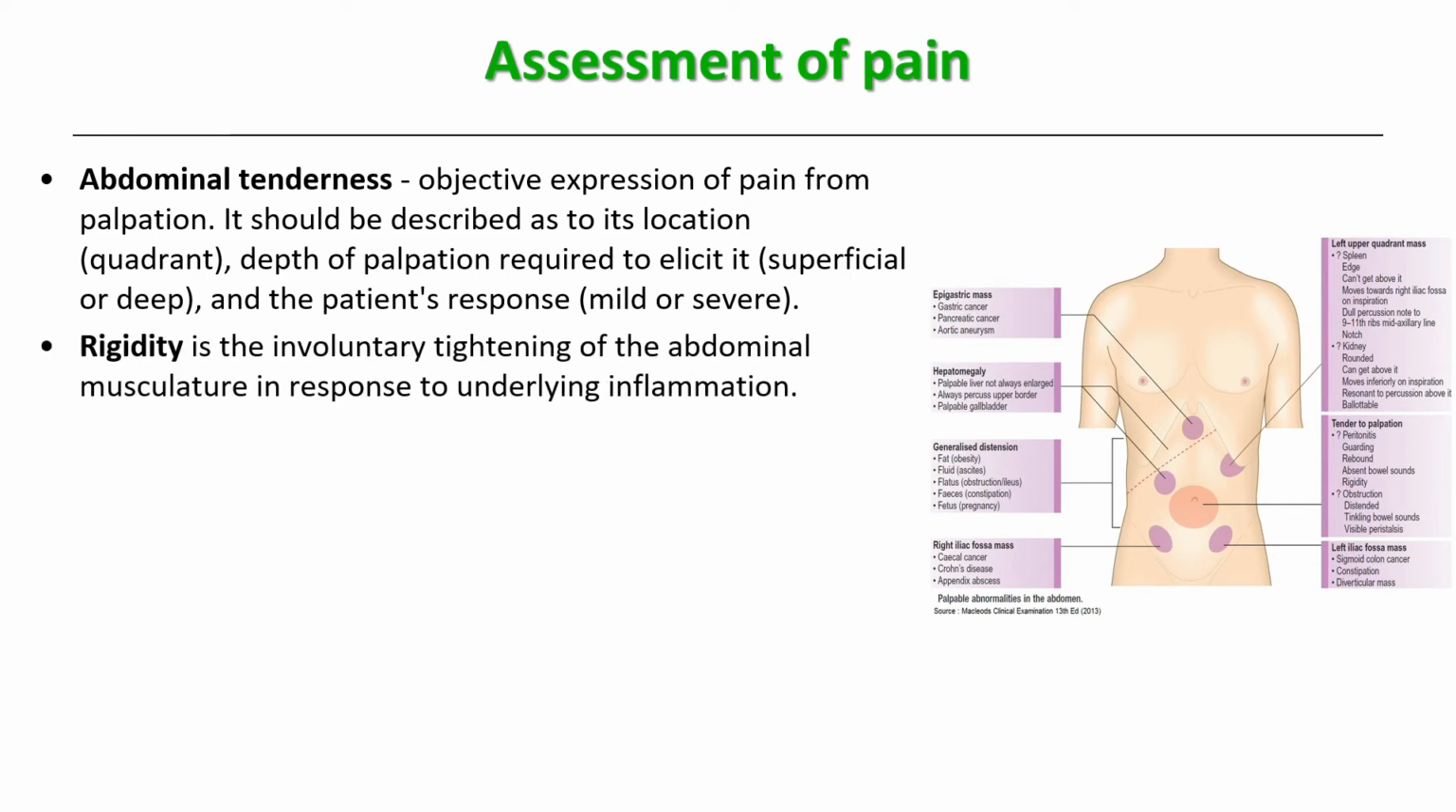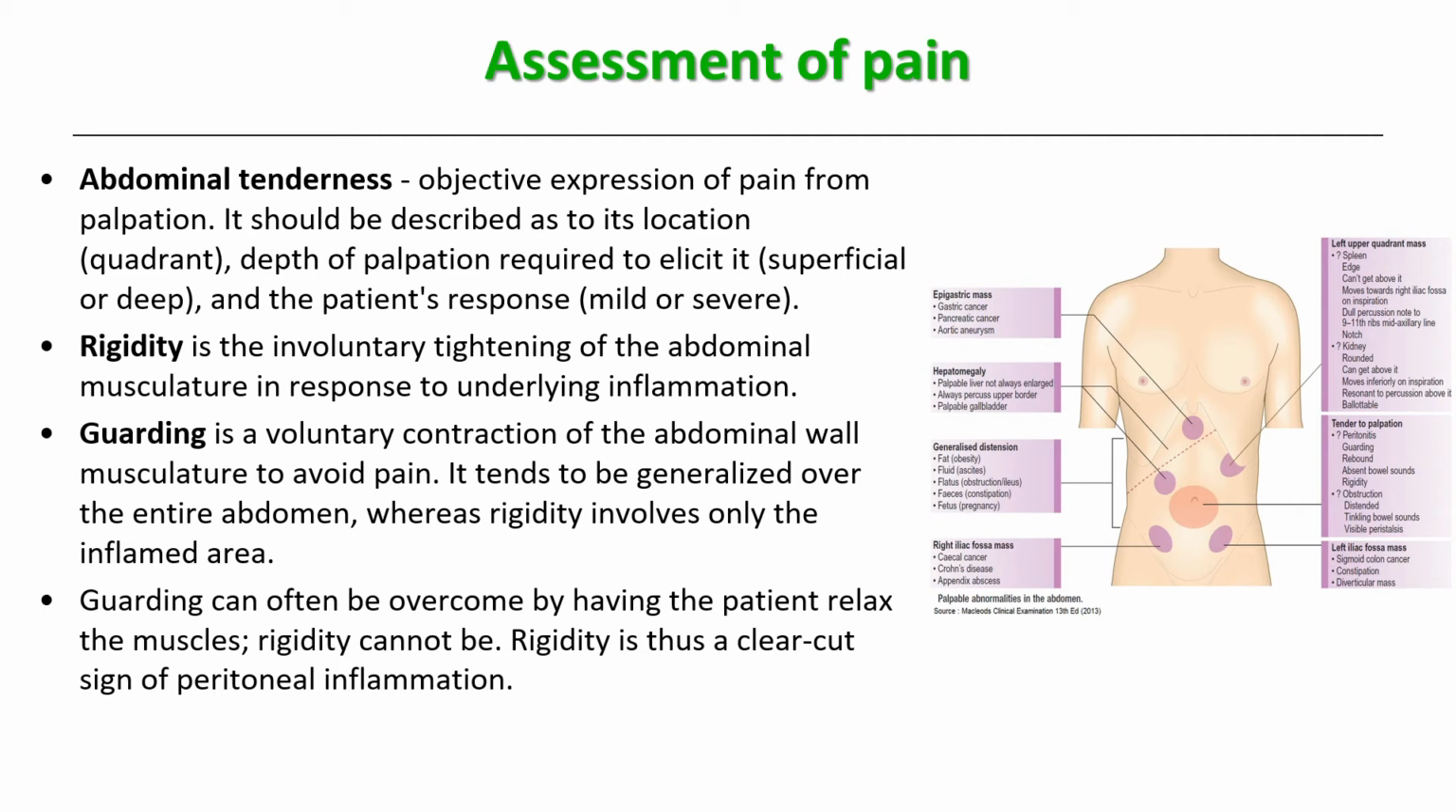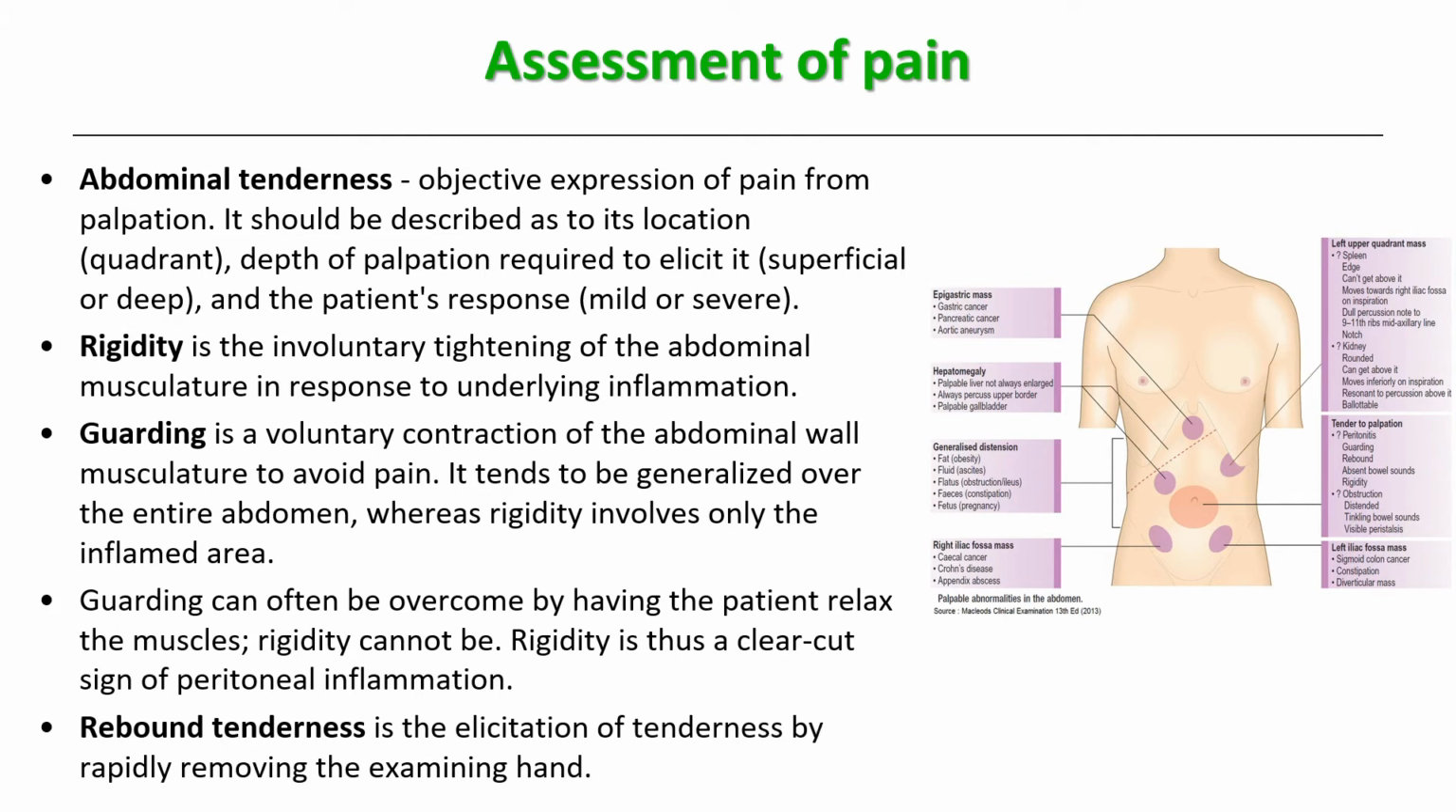Rigidity, as I said, is the involuntary tightening of the abdominal musculature in response to underlying inflammation like peritonitis. While guarding is a voluntary contraction, it's that startled response of the abdominal wall musculature to avoid pain. It tends to be generalized over the entire abdomen, whereas rigidity involves only the inflamed area. Guarding can often be overcome by having the patient relax the muscles. Rigidity cannot be. Rigidity is thus a clear-cut sign of peritoneal inflammation. Rebound tenderness is the elicitation of tenderness by rapidly removing the examining hand.